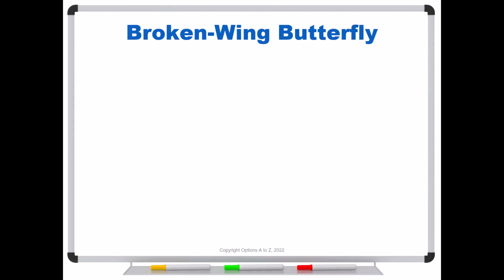So let's do a quick review of a broken wing butterfly. The key here is that you will have unequal spacing between the strikes. So for instance, you might have the 100, 105, 120. Now normally, in your normal butterfly, they would be equally spaced. So maybe 100, 105, 110, or 100, 110, 120. But in this case, we have 5 points of difference between the first two strikes and 15 points of difference between the second two. That's what's making it unbalanced and creates this broken wing effect.